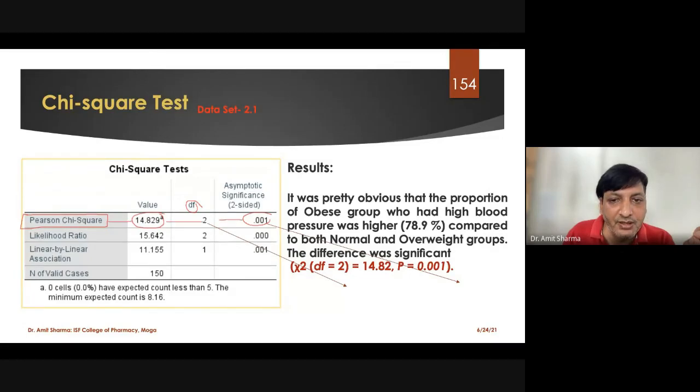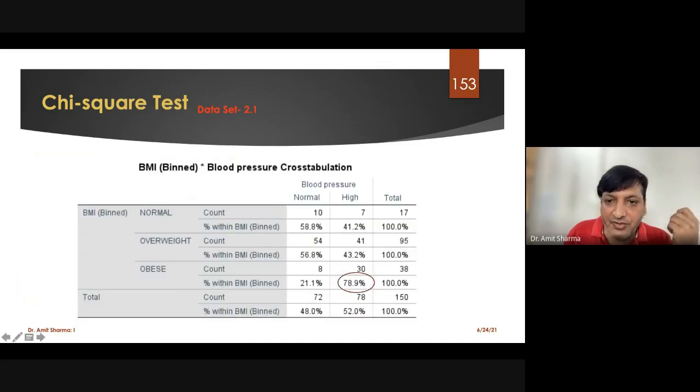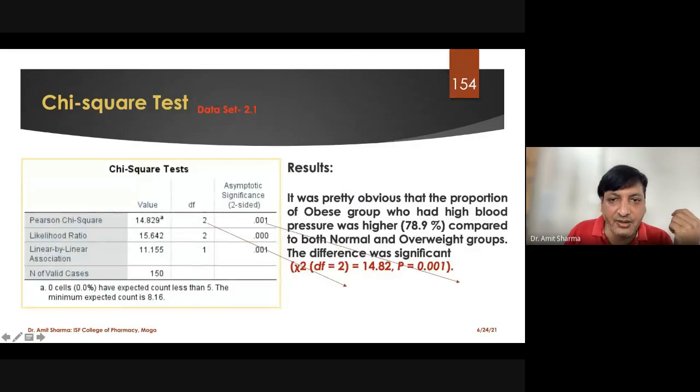degrees of freedom, and the p-value. The standard is the same: if our value is less than 0.05, we are able to say that the test was found significant. Otherwise, we will say the test was found not significant. Clear? Now, how to write the result based upon the value which we have got here, 78.9 for high and obese, and from this chi-square statistics. These values we are going to quote.